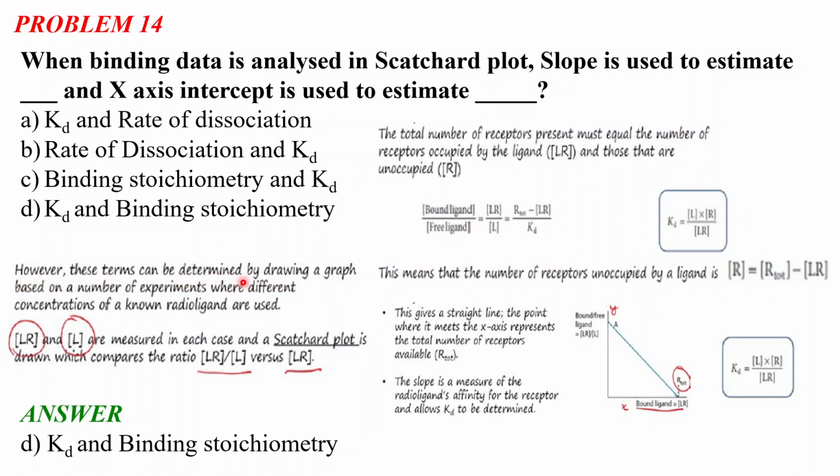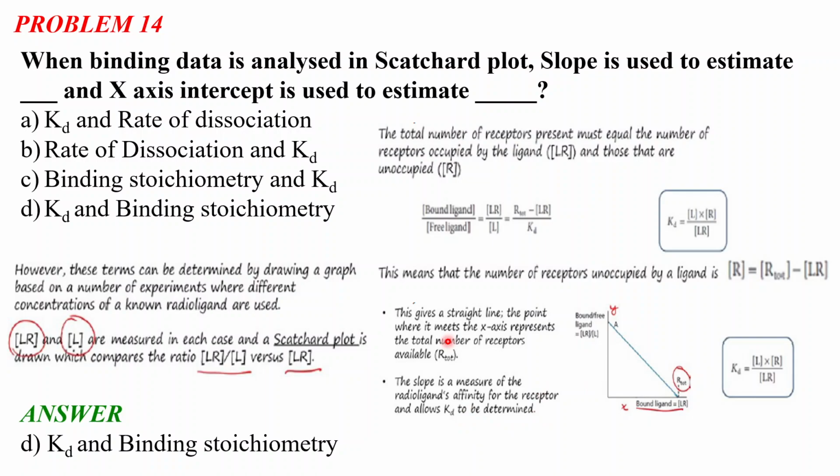However, these terms can be determined by drawing a graph based on a number of experiments where different concentrations of a known radioligand are used. So LR and L are measured in each case, and the Scatchard plot is drawn comparing the ratio of LR by L versus LR. If you plot this, it will give us a straight line. From this straight line, the x-axis intercept gives us the point where the total number of receptors available, meaning the binding stoichiometry, and the slope is the measure of the radioligand's affinity for the receptor, which allows us to determine the KD.